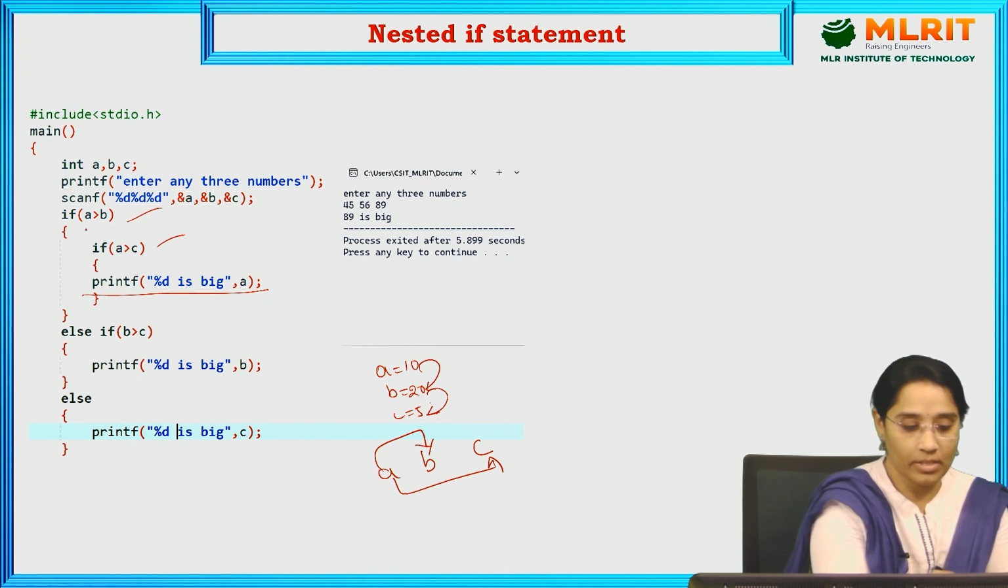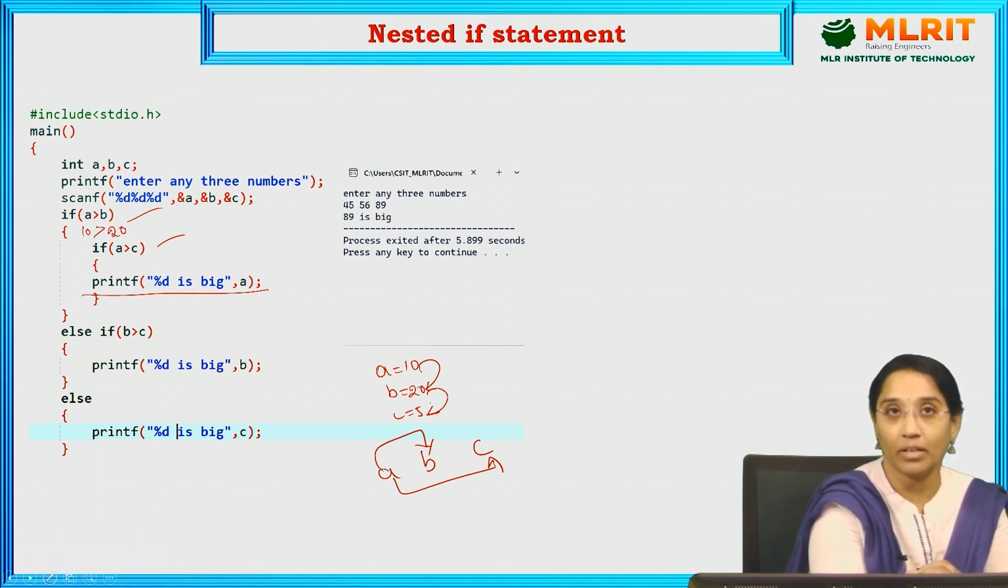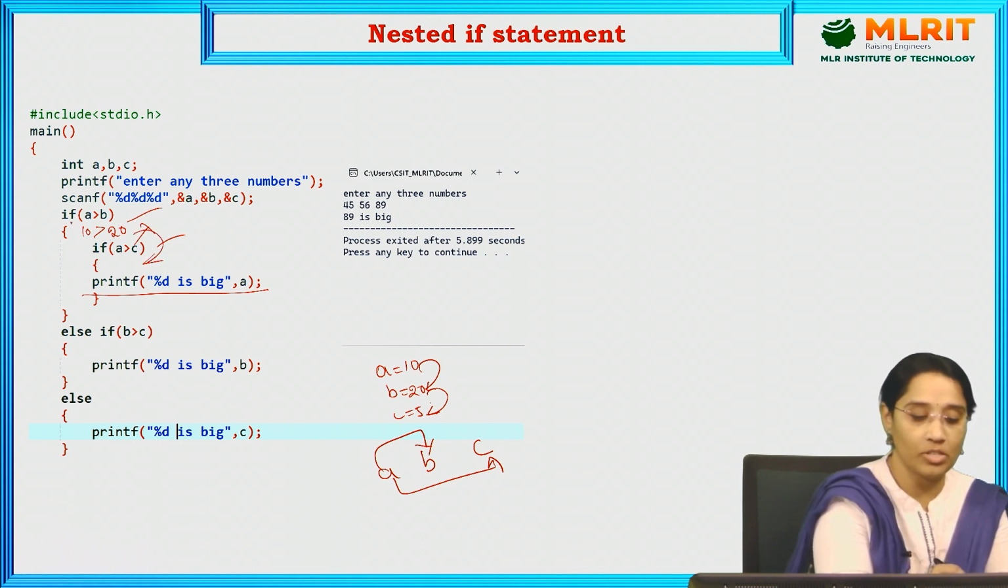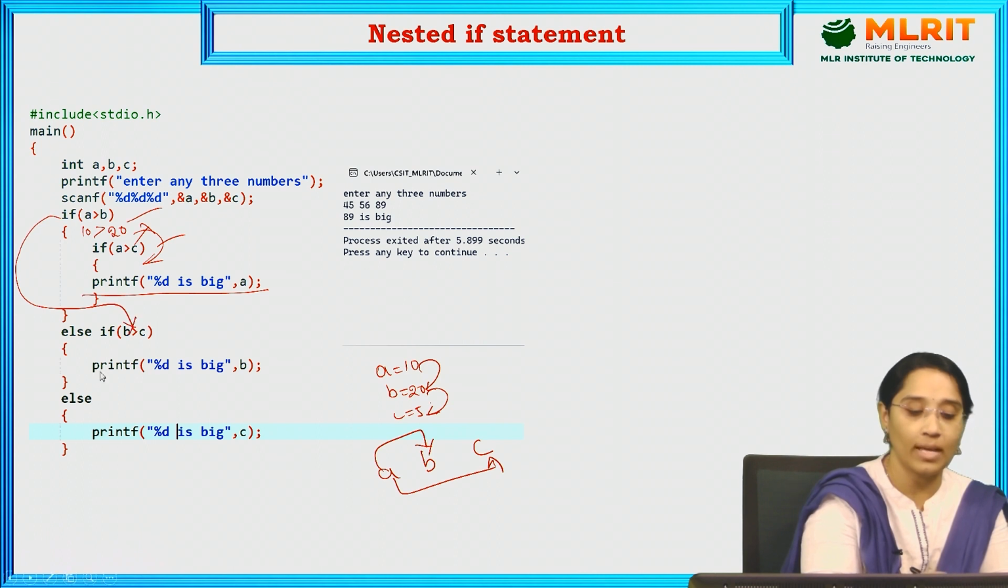Let's trace this code. a is 10, and b has the value 20. Is 10 greater than 20? The condition is false. So control will not enter into this if condition. It will directly go to the else block.